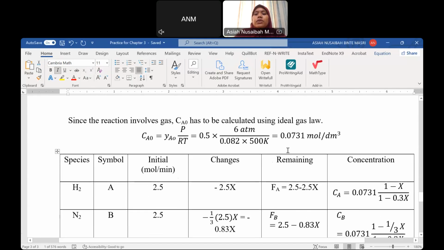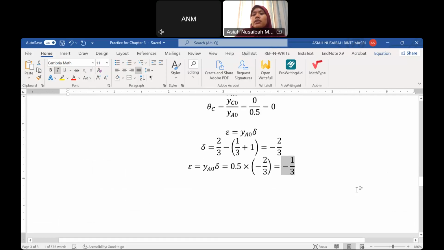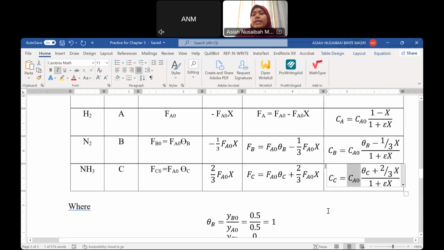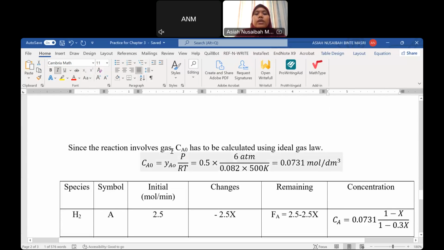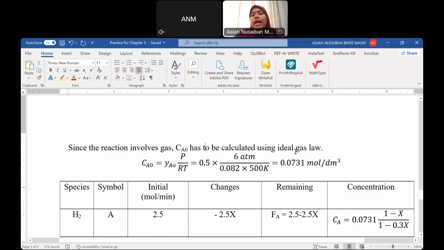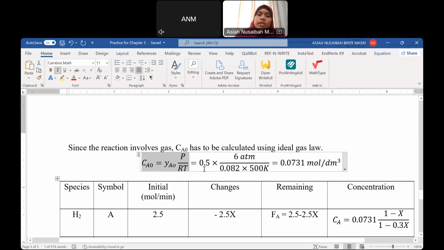And then what else we don't know? We don't know what is C A naught. We didn't complete yet actually. The rest, we have completed. So C A naught. Since the reaction involves gas, C A naught we have to calculate using the ideal gas law. Why? Because it's a gas. So from the ideal gas law, C A naught is equal to y A naught P over RT. We know already y A naught is equal to 0.5. P was given 6 atm.